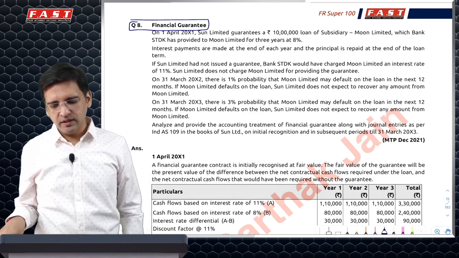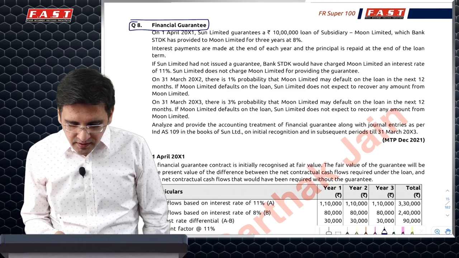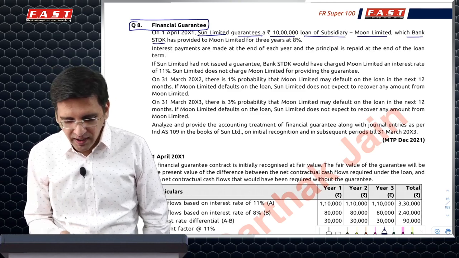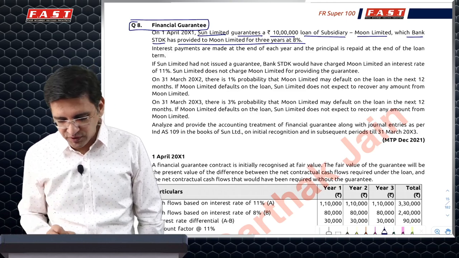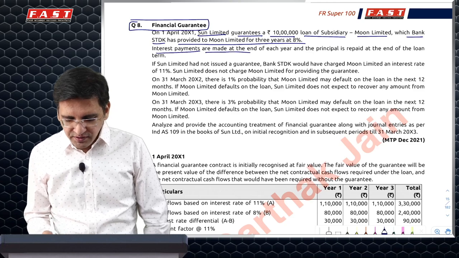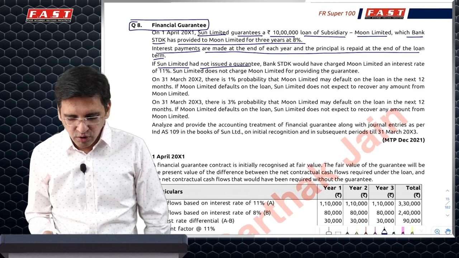With that same logic, let's see how the question has been created in this situation. Sun Limited guarantees a 10 lakh loan of subsidiary Moon Limited, which the bank has given to Moon Limited for 3 years at 8%. So the guarantee also would be for 3 years. Interest payments are made at the end of each year. Principal is repaid at the end of the loan term. Sun has not charged any fee.